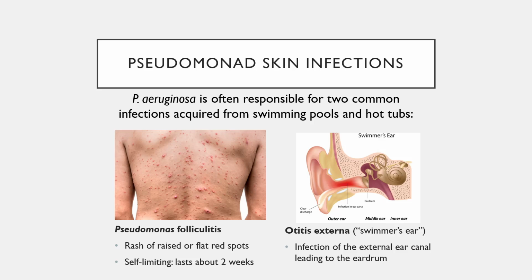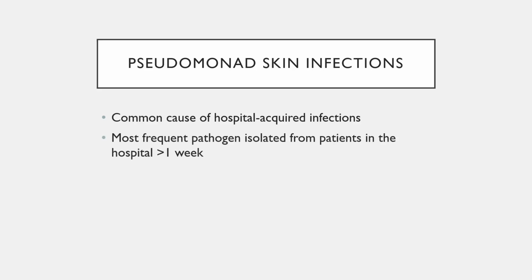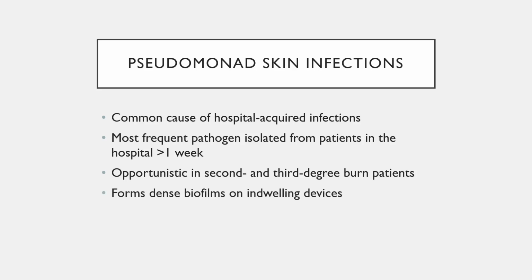Pseudomonas is not the only cause of otitis externa, but it is one of the more common ones. And as we said, it is also a common cause of hospital-acquired infections or nosocomial infections. It is the most frequent pathogen isolated from patients who have been in the hospital for over 1 week. It is particularly opportunistic in second and third degree burn patients and is also capable of forming dense biofilms on indwelling medical devices such as catheters.